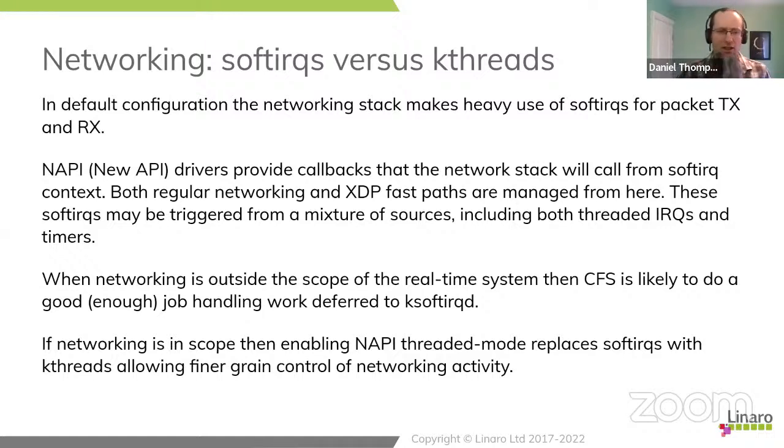And similarly, if you get a packet storm, CFS throttling will come in and do something similar to the crazy SoftRQ stuff, that if you overload the SoftRQ system, it switches over to a different execution context. So it's not perfect, but it should be good enough for most systems where networking is outside of scope.